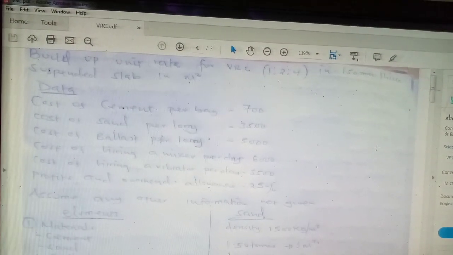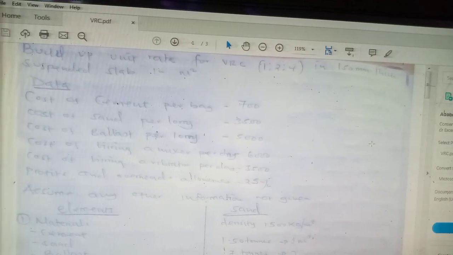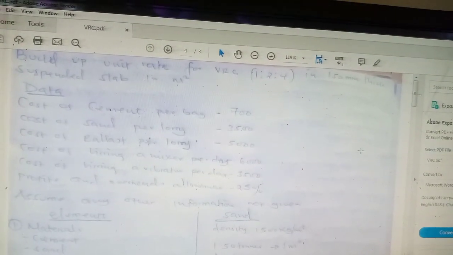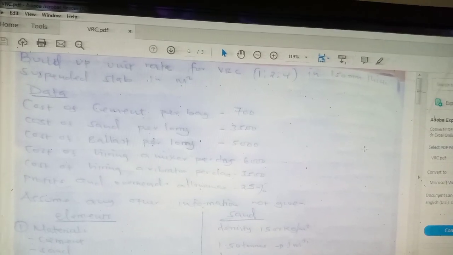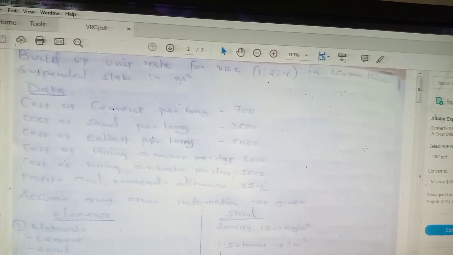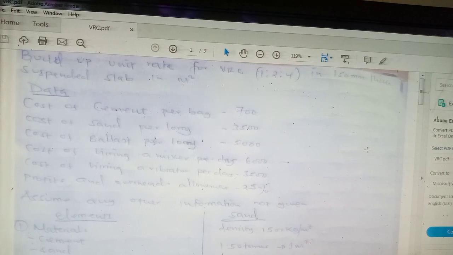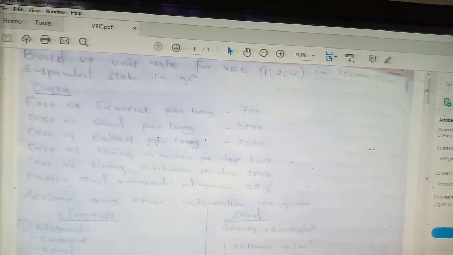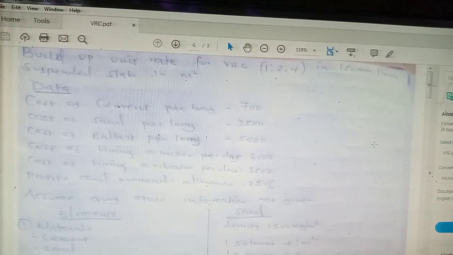So today our question is: build up a unit rate for VRC 1:2:4, 150 millimeters thick suspended slab, in meter square. That is our question for today. We are going to learn how to build up a unit rate for vibrated reinforced concrete works.